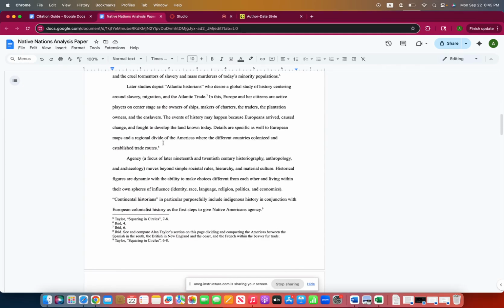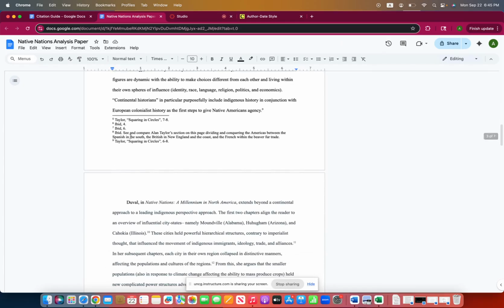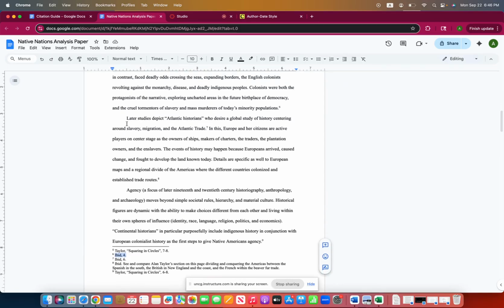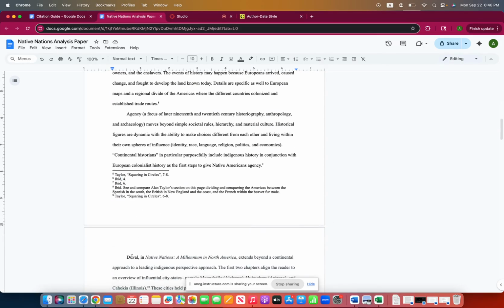I'm going to show you a few other quick tricks. So down here, this is what ibid is. I used Alan Taylor's Squaring in Circles multiple times. And so what I did is I said it is from the same source, Taylor, Squaring in Circles, and this is the page number.